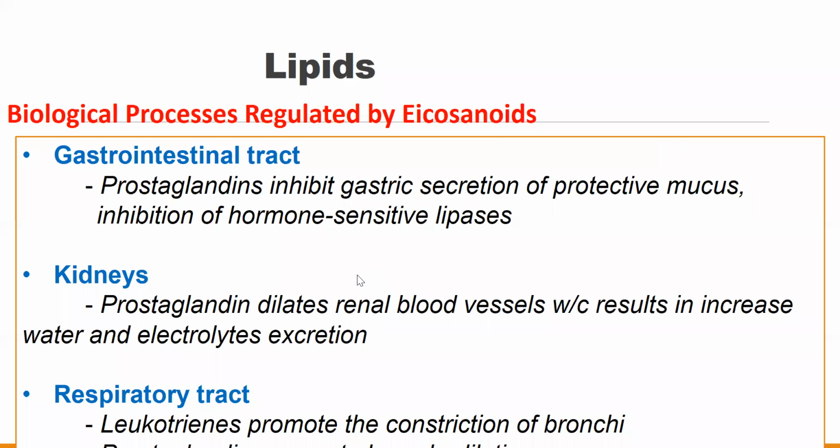Again, you're still on icosanoids, no? Part.